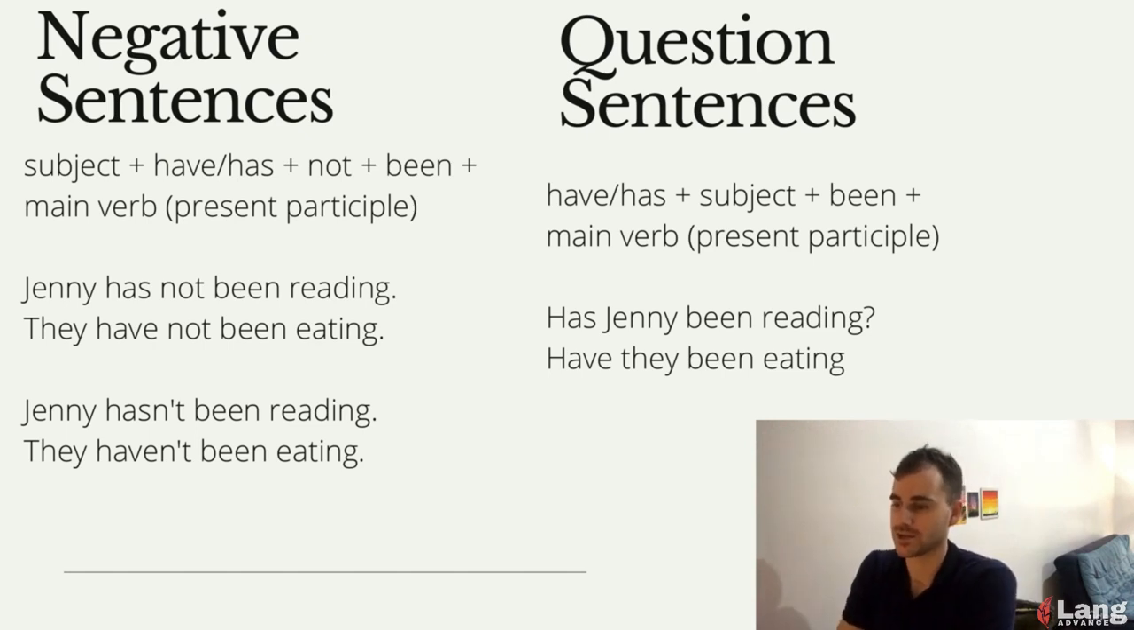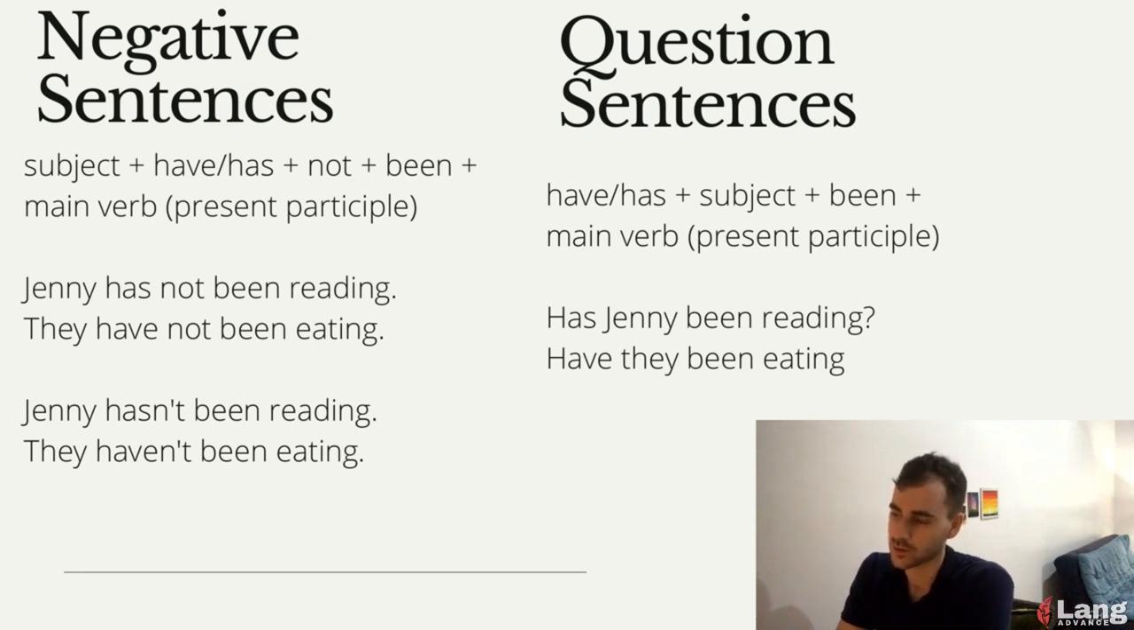Here is the structure of the present perfect continuous for negative sentences and question sentences. We'll start with negative. Subject plus have or has plus not plus been plus the main verb in the present participle. Jenny has not been reading. They have not been eating. Jenny hasn't been reading. They haven't been eating. You have the option of using a contraction between has not and have not.